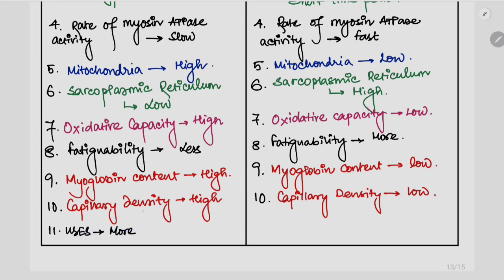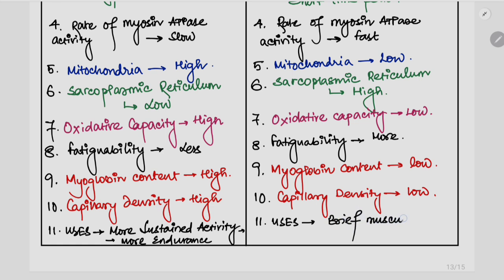More sustained activity or more endurance requires type 1 muscle fibers, whereas type 2 muscle fibers are required in very brief muscular activity.